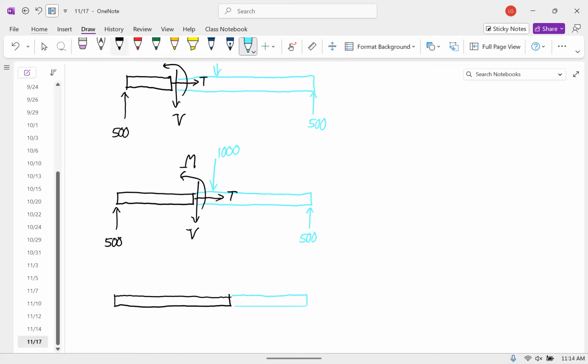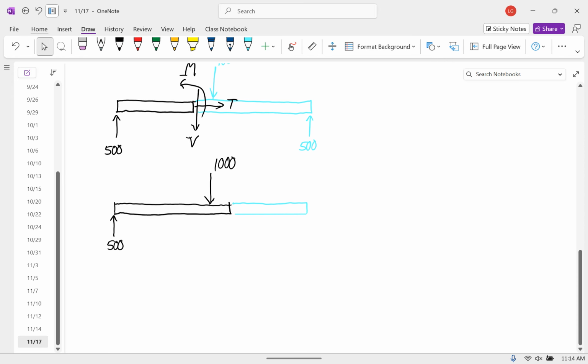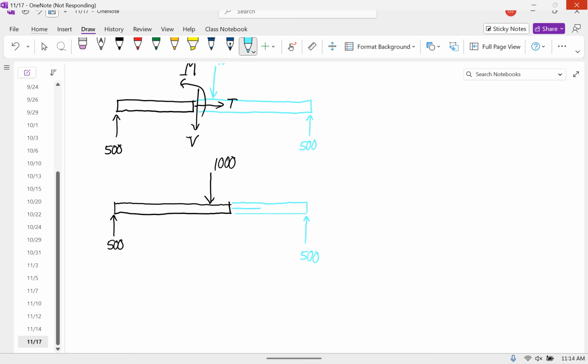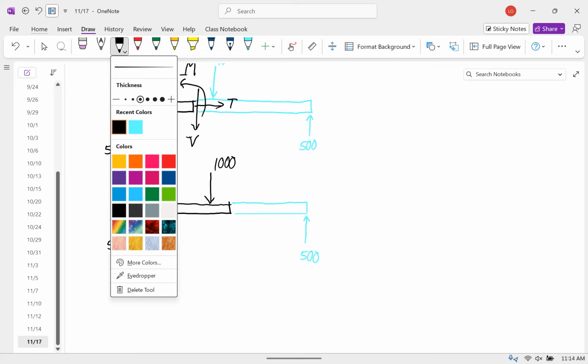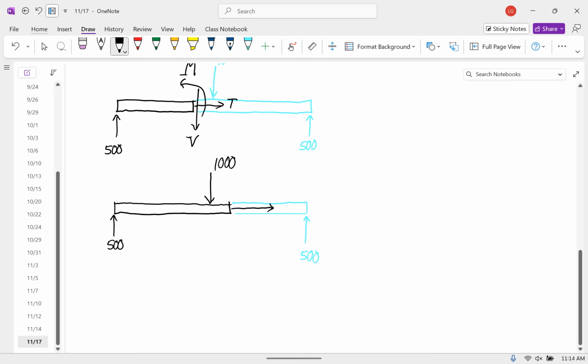Okay. So this time we have a 500 Newton force here. And this time the 1000 does act on the chosen body. The 500 over here still doesn't. And then we have our internal loads T, V, and M.